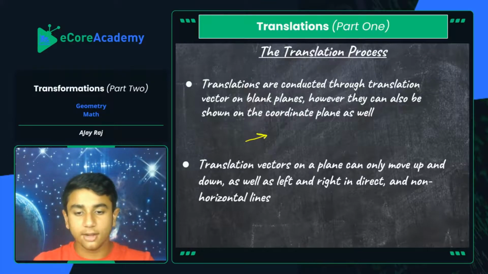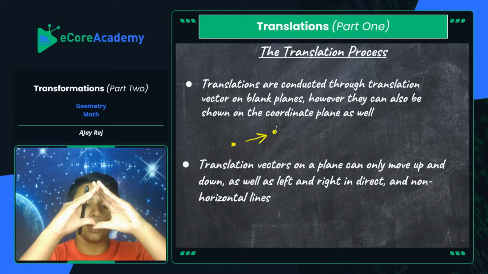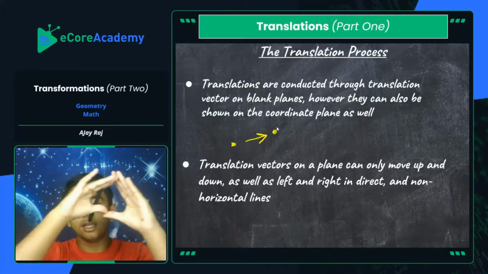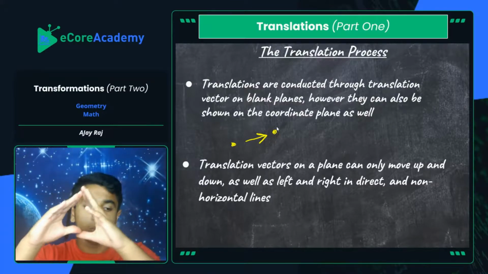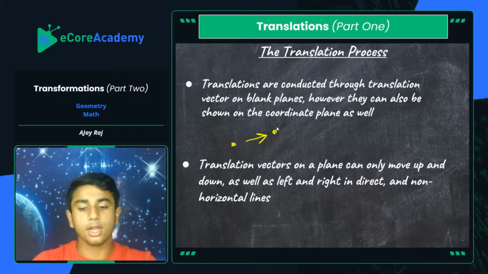Basically, a translation is when you take a point and slide a figure across. You're basically just shifting it. So if you have a triangle, you're going to shift it in any direction. It could be horizontal, up, down, left, and right, or anywhere that you want to go.